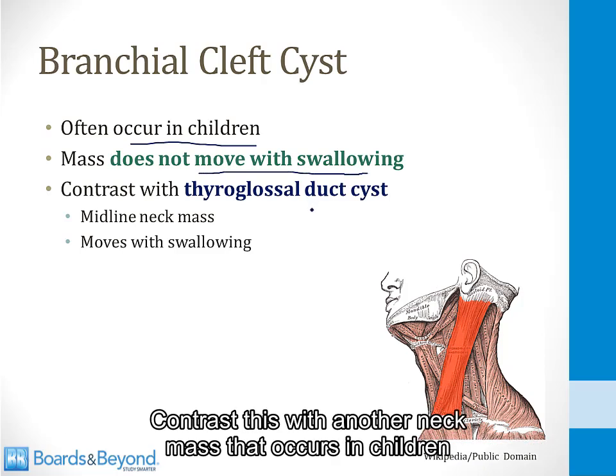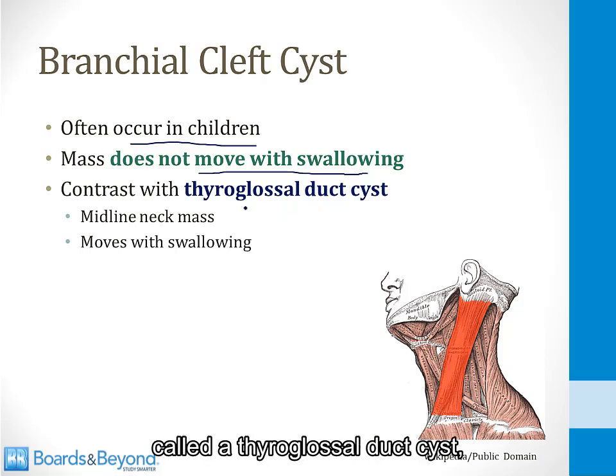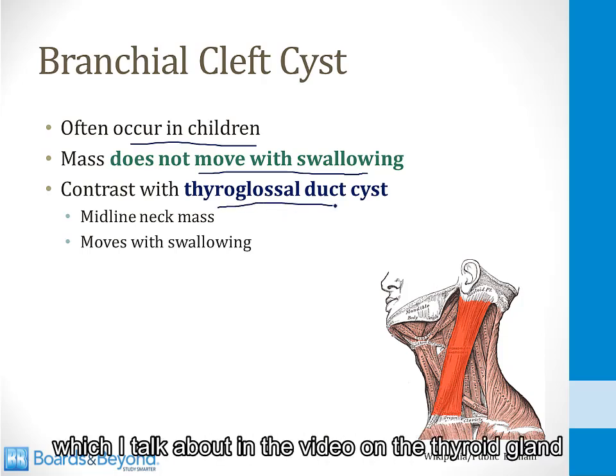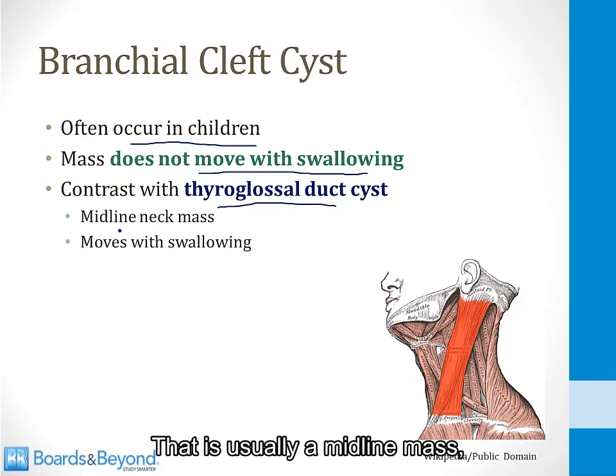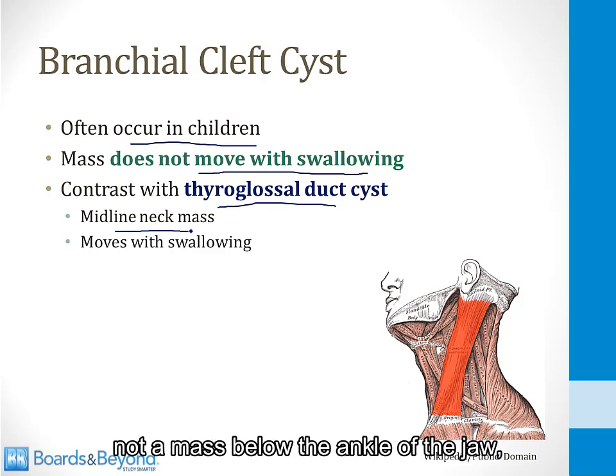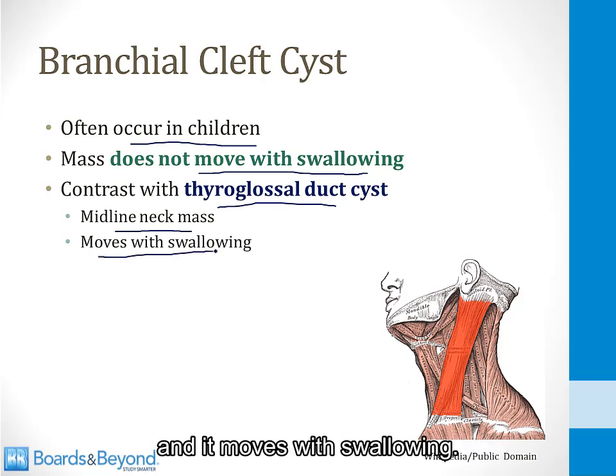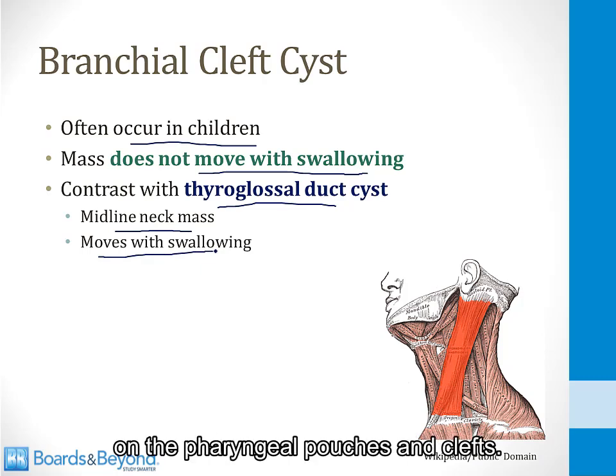Contrast this with another neck mass that occurs in children called a thyroglossal duct cyst, which I talk about in the video on the thyroid gland in the endocrine section. That is usually a midline mass, not a mass below the angle of the jaw, and it moves with swallowing. And that concludes our video on the pharyngeal pouches and clefts.